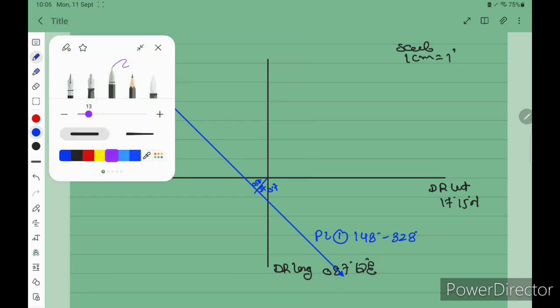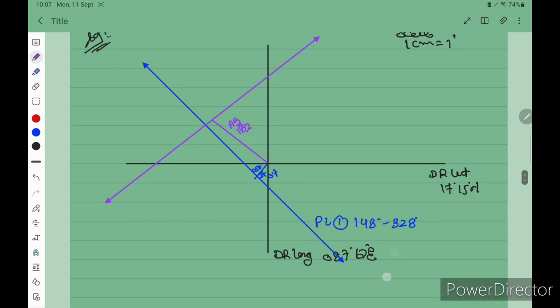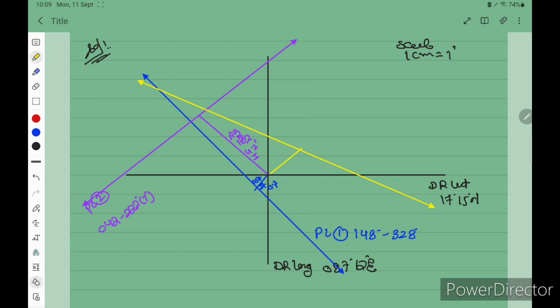We'll take other colors, so take purple. So this is our azimuth 132, that means 312, but we write 132 and 4.2 intercept. And this is our second PL, PL2, which is 042 degrees, 222 towards. Now we have to plot star Z. Azimuth 206, intercept 1.7 away. So that means 026. Now this is our third PL, 116 degrees, 296.2. And it is azimuth 206, 1.7 away.